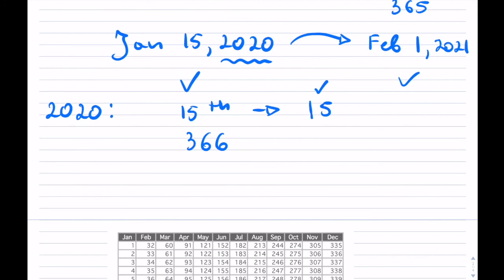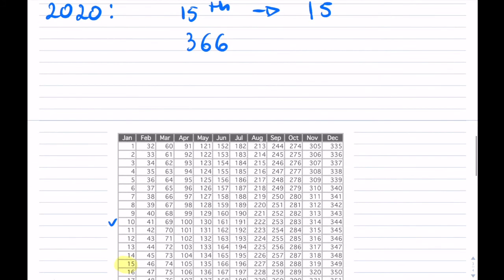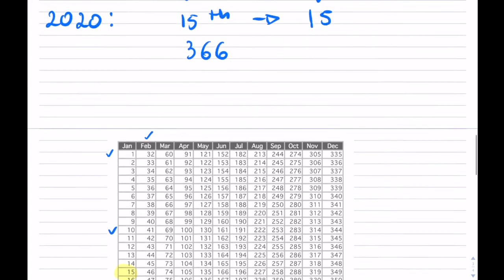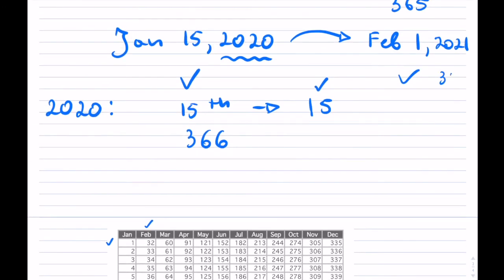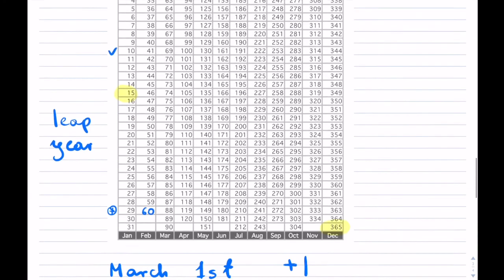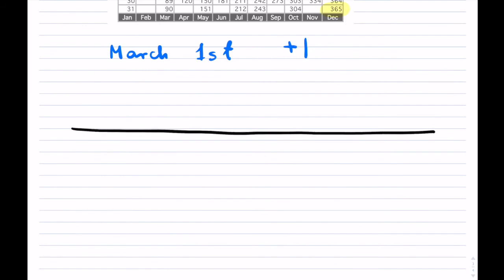Now, for February 1st, 2021, well, if 2020 was a leap year, 2021 is not a leap year. So I can go to February 1st. That was the 32nd day, so this is the 32nd day in 2021. With this information, how do I find the number of days in between these two dates? The way that it works is the following. Let me scroll down here. I'm going to draw a little chart for you.